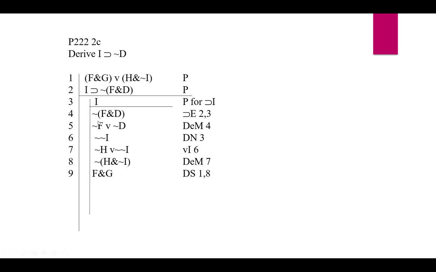Now, remember what we're trying to do is get not D by itself out of this disjunction on line 5. So what we need from that is F. We can get F by conjunction elimination from F and G on line 9.